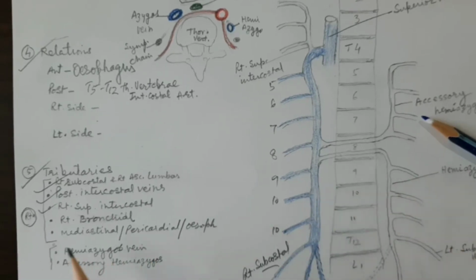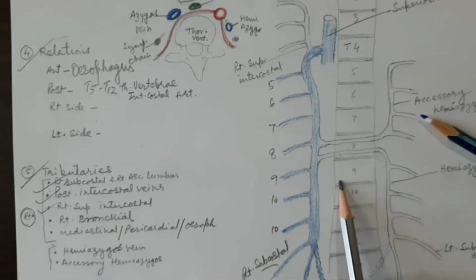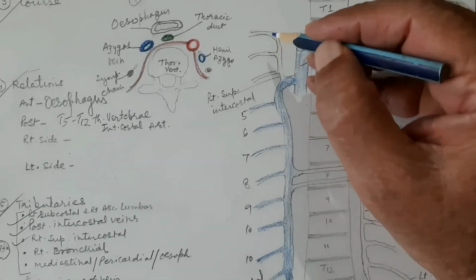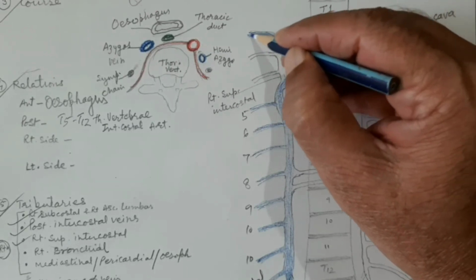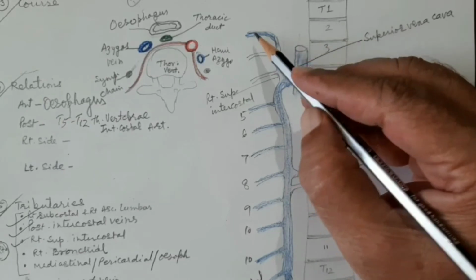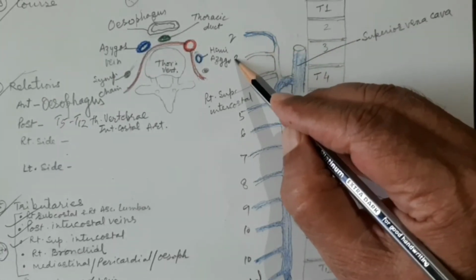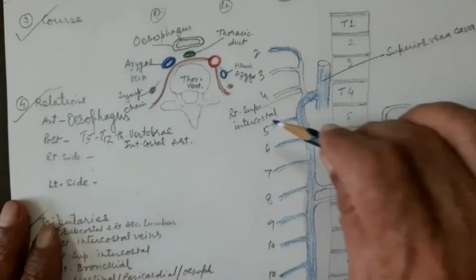Right, after this let us come to the third tributary, which is the right superior intercostal vein. See here, this is for the second posterior right intercostal vein. So this is from the second space, this is from the third intercostal space, and this is from the fourth.